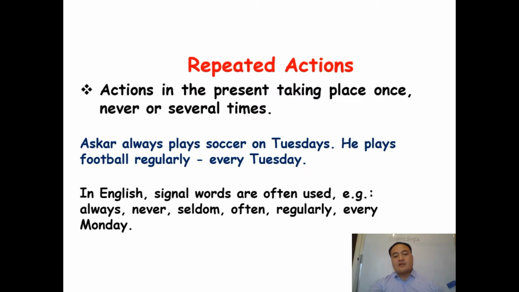So as I said, you need the present simple tense to describe the repeated actions. So action in the present taking place once, never, or several times. For instance, Oscar always plays soccer on Tuesdays. So he plays football regularly, on a regular basis. So every Tuesday, he plays in a repeated manner, only football. Okay. In English, signal words are often used. For instance, always, never, seldom, often, regularly, every Monday and every Tuesday.